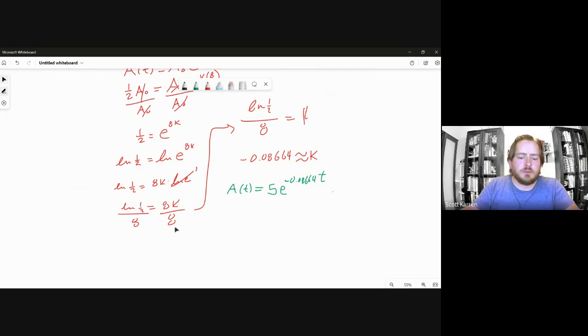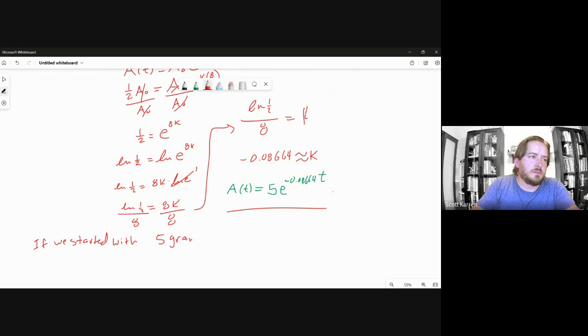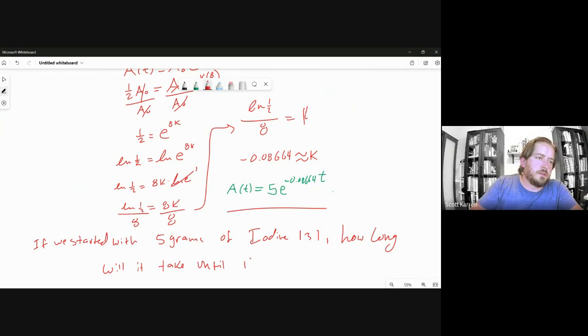Okay. So you then might be asked a follow-up question. Now that we have this, we might say, if we started with 5 grams of iodine 131, how long will it take until it decays to, let's say, 1 gram?